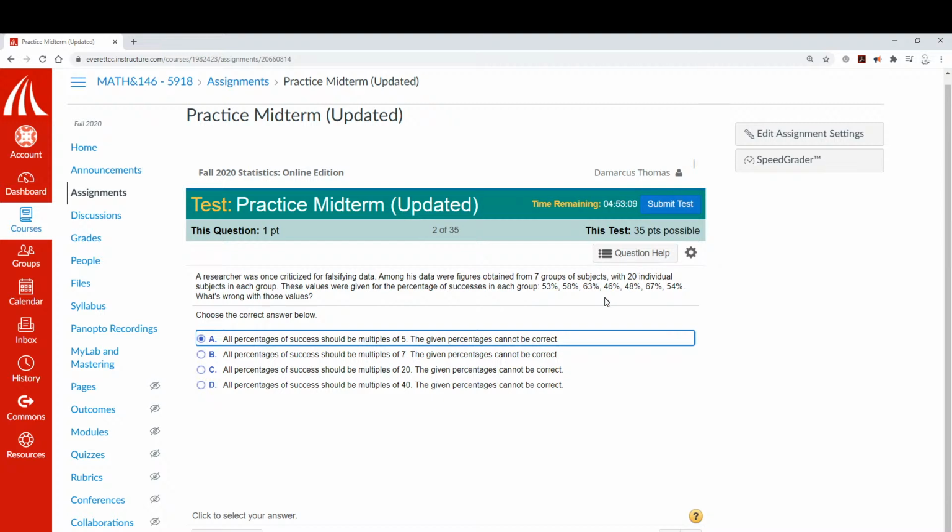1 out of 20, 5%. 2 out of 20, 10%. 10 out of 20, 50%. Okay? 18 out of 20, 90. So on and so forth. So yeah, there's really nothing to calculate. A lot of the problems from the first chapter were very conceptual type of problems. There wasn't much to calculate. You really just had to understand it and go through each one.